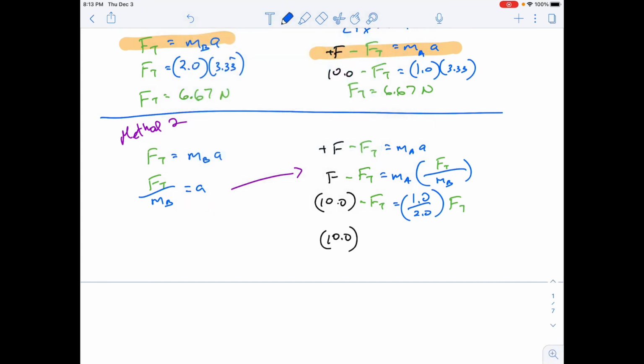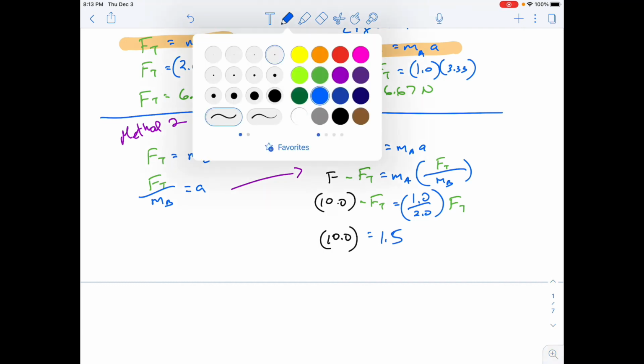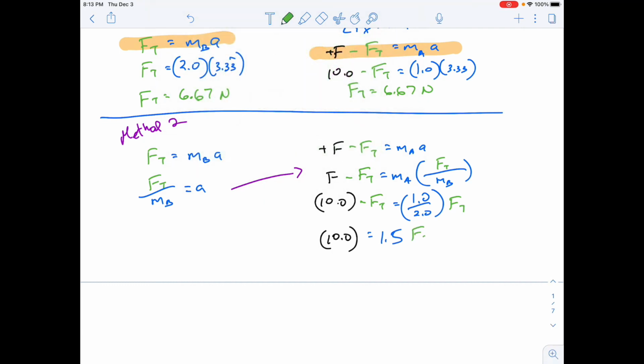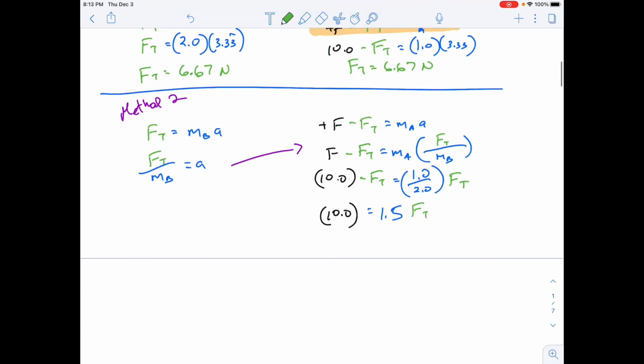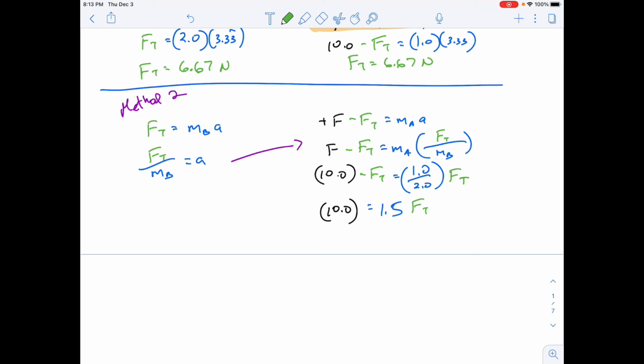And then what you'll end up getting if you solve this or rearrange it is 10.0 equals 1.5 Ft. And then if you divide that, you're going to get a force tension of 6.67 newtons. Of course it is the same, so it should be the same.